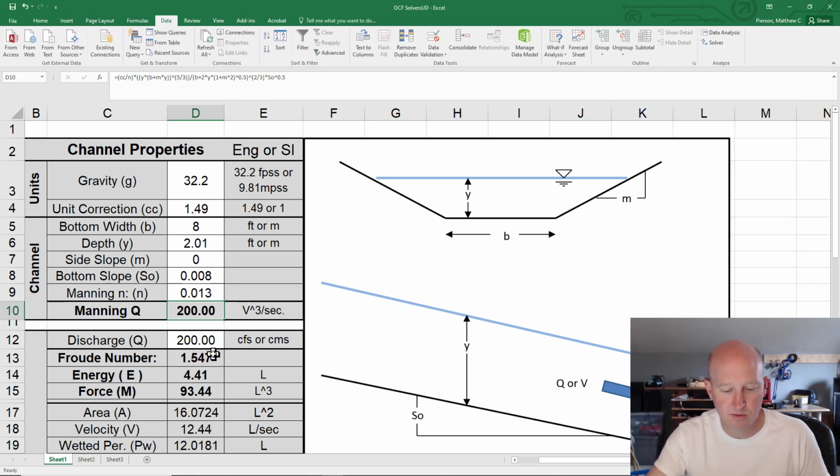2.01, Froude number of 1.47. So this is a supercritical or a steep slope. We're going to need to get the energy, and because there's going to be a hydraulic jump, we're also going to need to get the specific force. So let's go in and write that down.